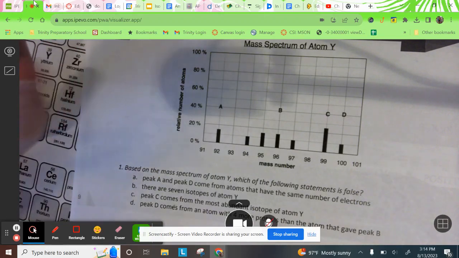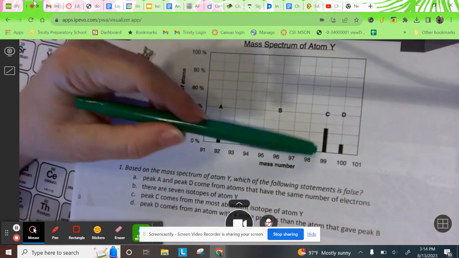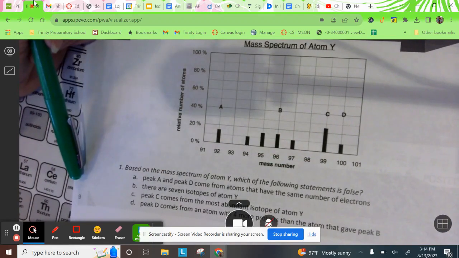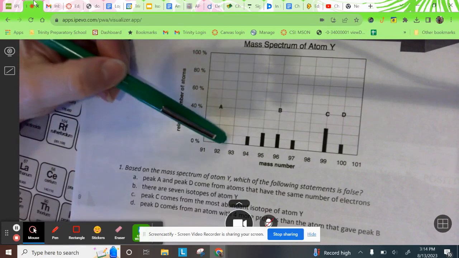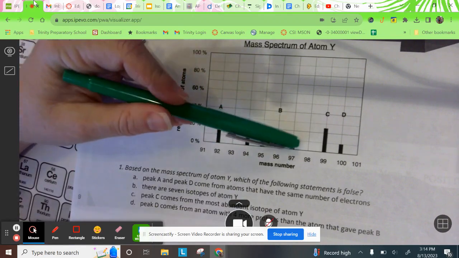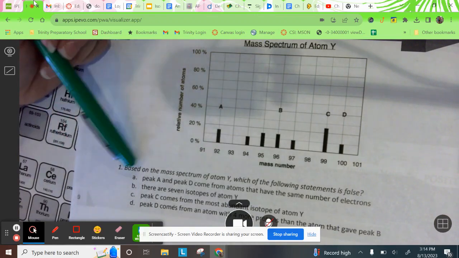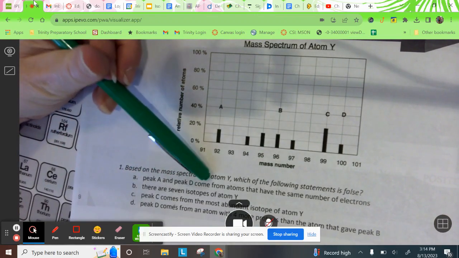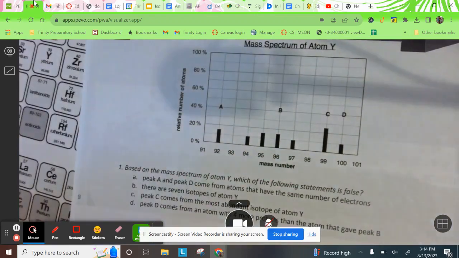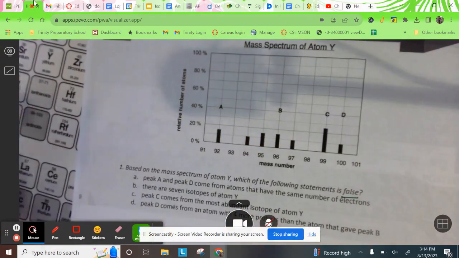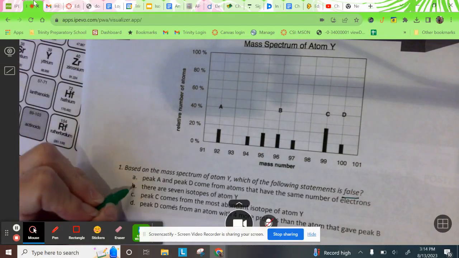So first thing I want to show you is we talked about the peaks. The number of peaks is indicating how many isotopes we have. So count how many isotopes this element has. We have 1, 2, 3, 4, 5, 6, 7. So you have 7 isotopes. So let's look at the question here. It says, based on the mass spectrum of atom Y, which of the following statements is false? So we want to make sure we're looking for the false statement. We just counted there are 7 isotopes, so B is out.